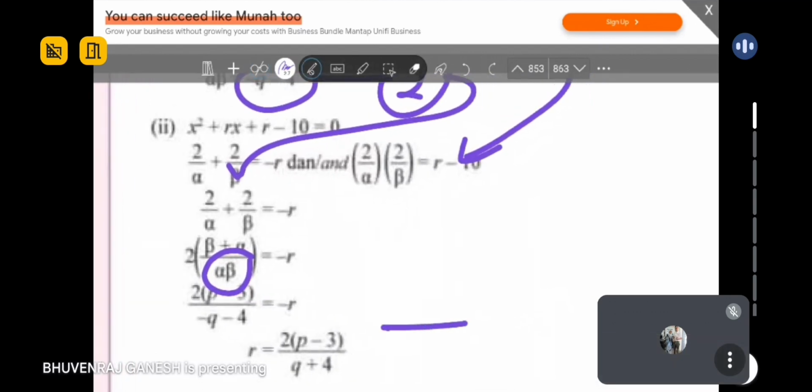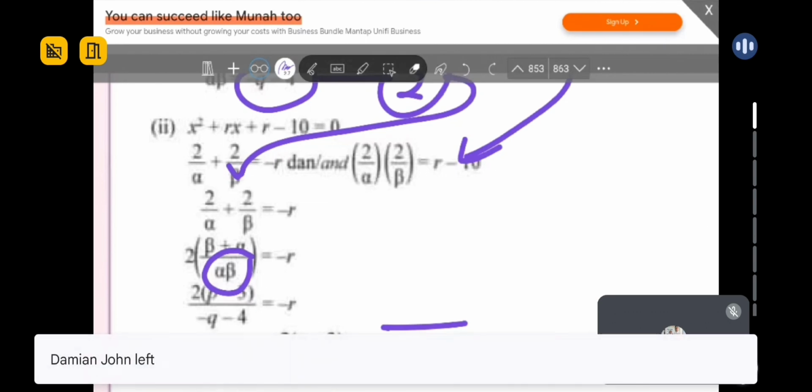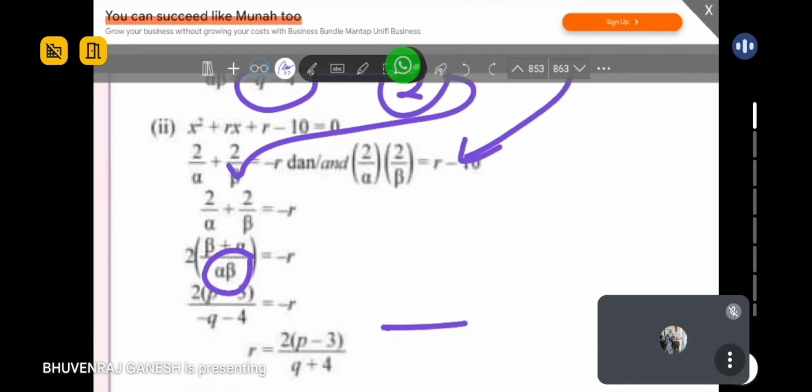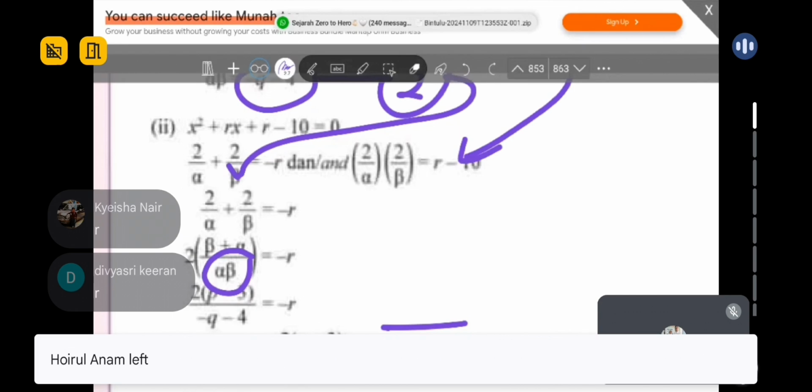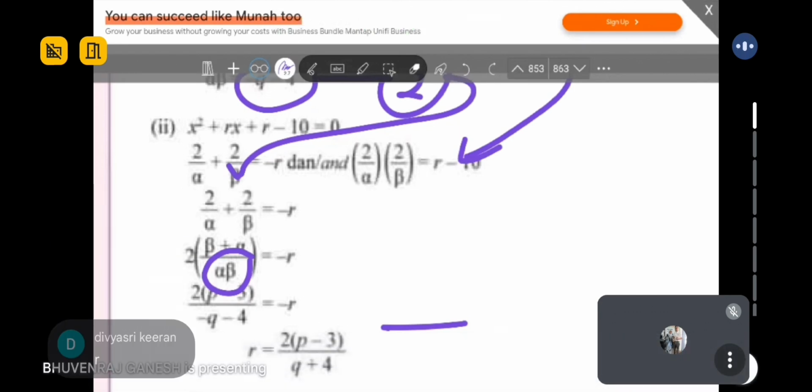This one. But then our question is not settled yet. Our question is express P in terms of Q. So guys, what variable must we get rid of over here? Yes, we need to eliminate R, because we don't want that one.